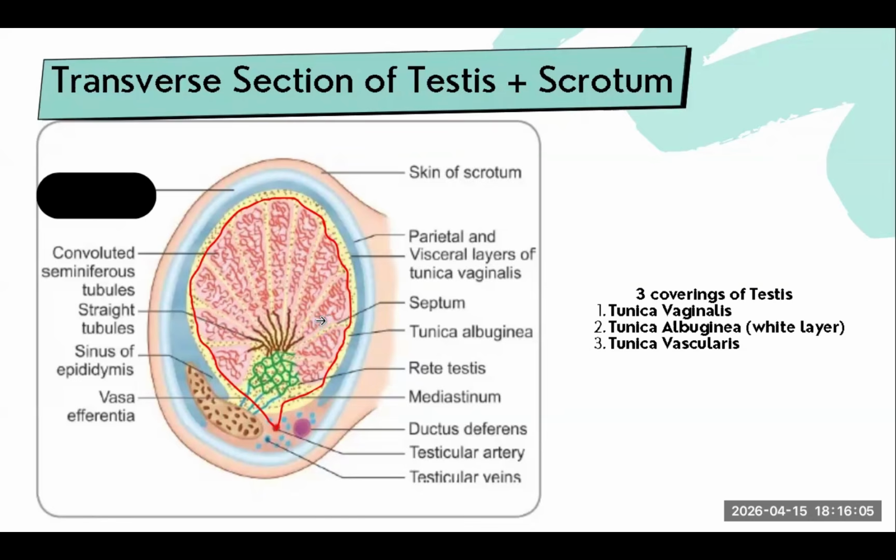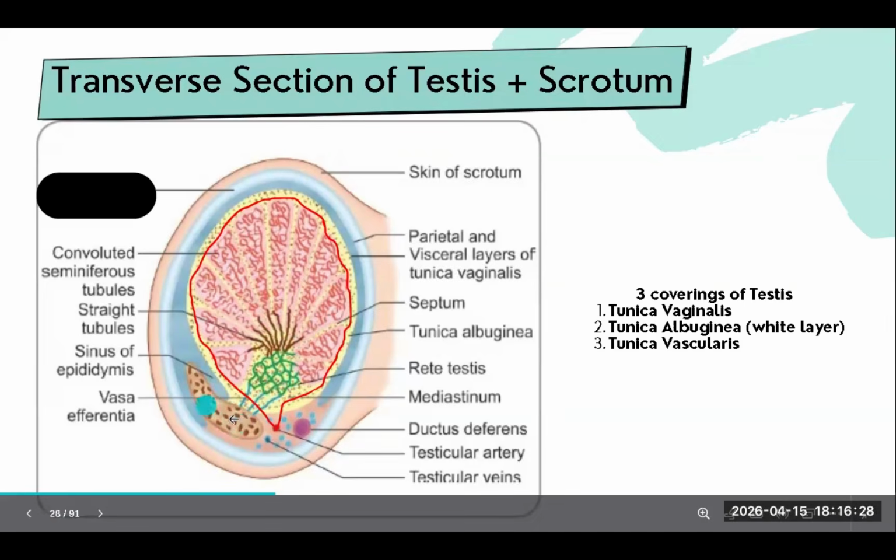What else do we not mention? You also have convoluted seminiferous tubules inside the lobules, and this is where spermatogenesis takes place. After that, you have straight tubules. This is histology over here. And then you have the mediastinum of the testes, which contains the rete testis. And they then go through the efferent ducts into the epididymis.